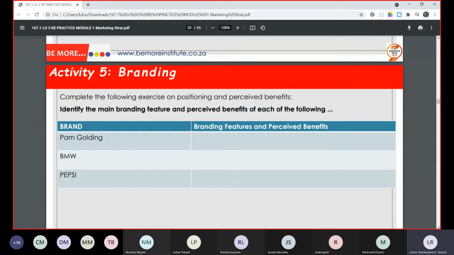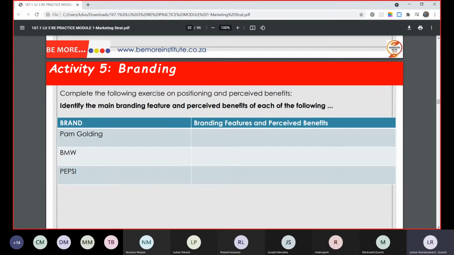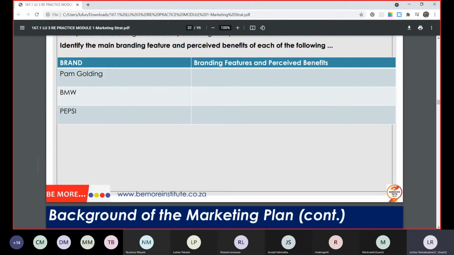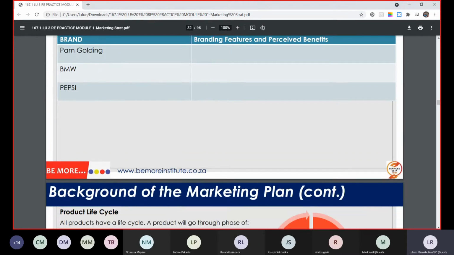So we have an activity here which you can look at. Identify the main branding features and perceived benefits of each of the following. Your Pam Golding, for instance: what are the branding features and what are the perceived benefits? Your BMW, same thing, and also pay.